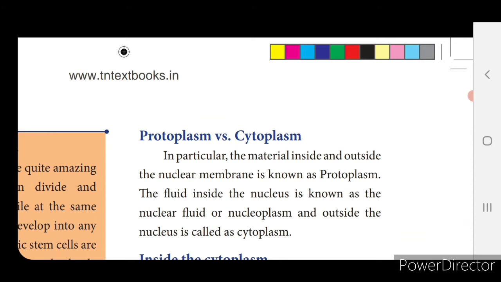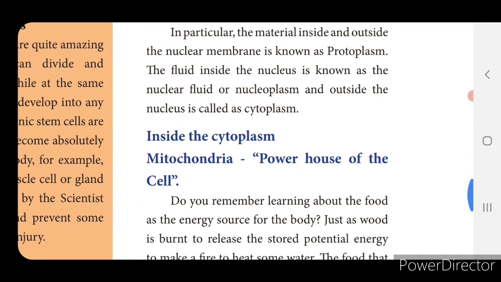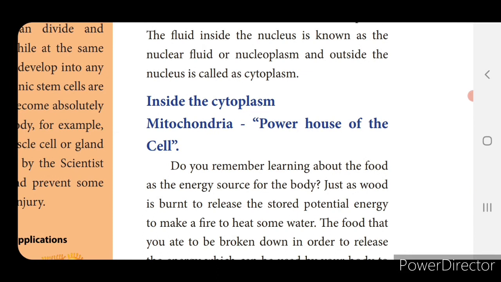Inside the nucleus we have some liquid, we call that liquid nuclear liquid or nucleoplasm. Outside the nucleus we call that liquid cytoplasm. Clear children? Now let's see what are all the things present inside the cytoplasm.